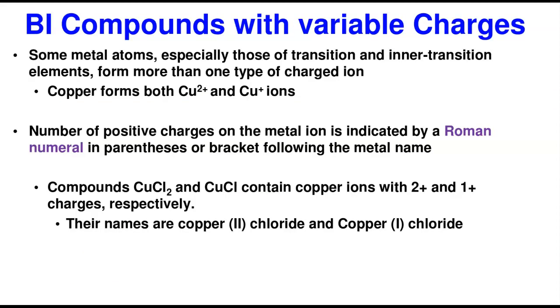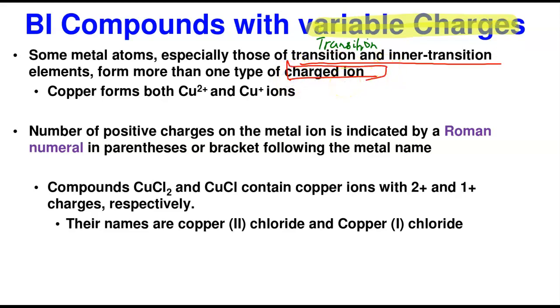Now, we go to the next category of compound we need to look at. Binary compounds that have variable charges. Our attention here will be focused mainly on the transition elements. We call them the transition elements, and that's why they gain that name, because their charges differ. So some metals, especially those of the transition and the inner transition, we call them the D and F block elements, form more than one type of charged ion.